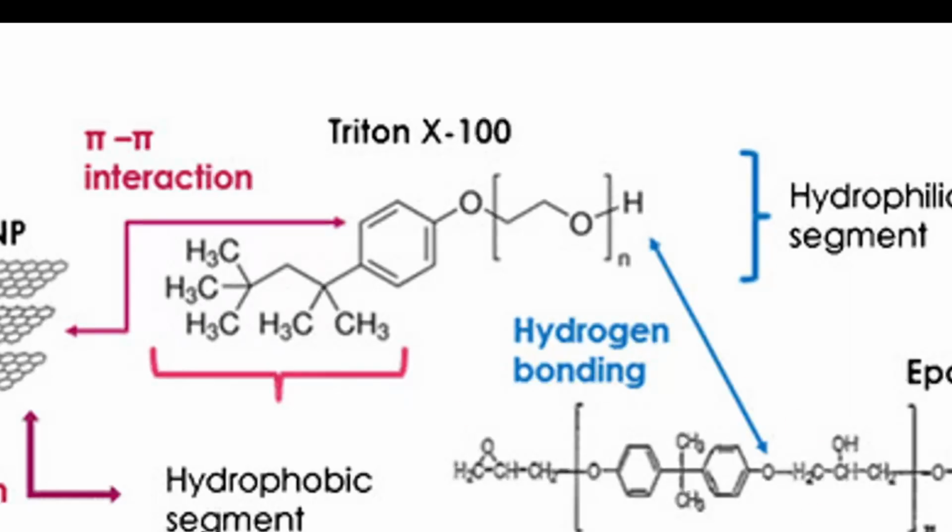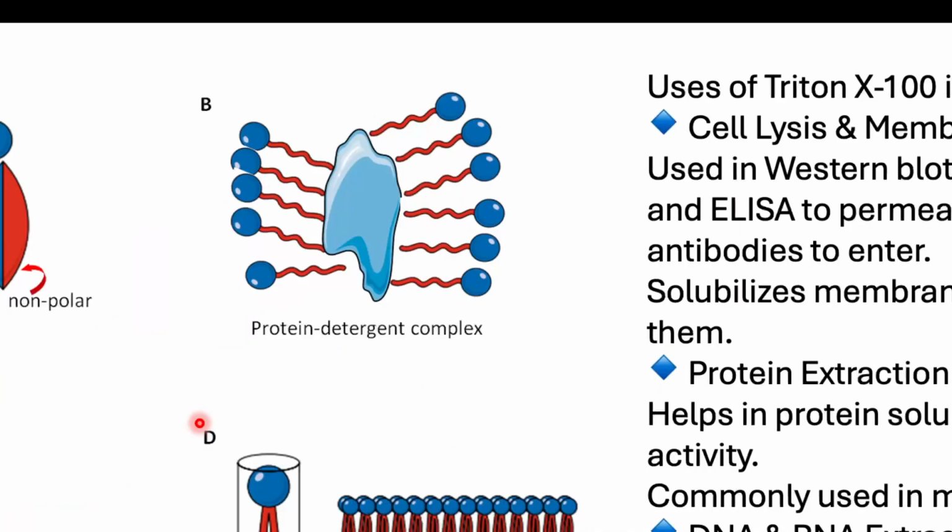Triton X100 is a non-ionic surfactant. And by surfactant, in common terms, I mean detergent. Triton X is a non-ionic detergent with a hydrophilic segment with OH groups, a polyethylene oxide chain, and a hydrophobic aromatic carbon group. This is the hydrophobic segment. So Triton X100 molecule is a detergent with a hydrophilic part and a hydrophobic part. Now how does it aid in cell permeabilization, and where is it used?